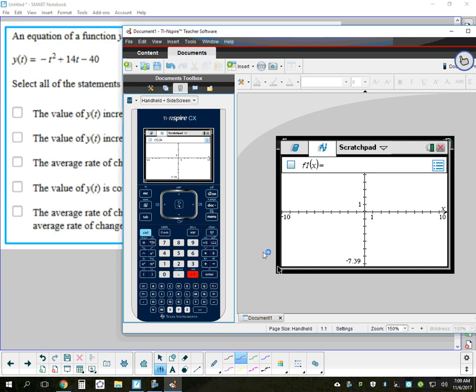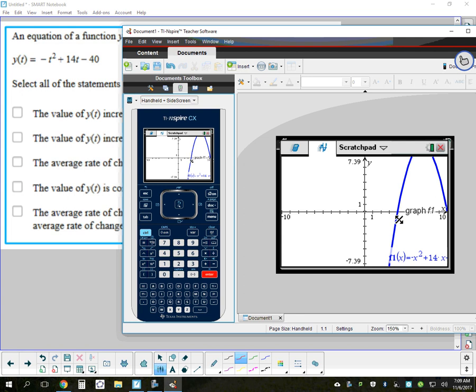Negative. Here we go. Negative. I need to use an x even if my variable is different. In the calculator, use an x. Squared plus 14x minus 40. Enter, and there's my graph.